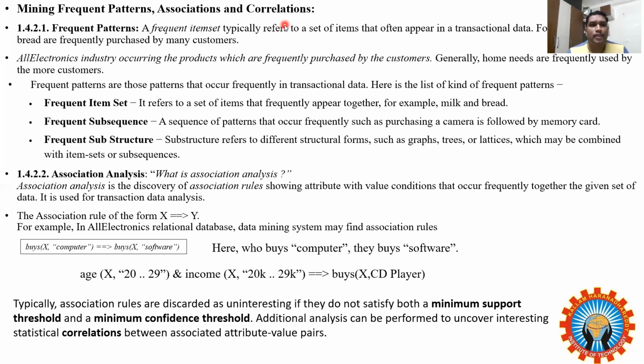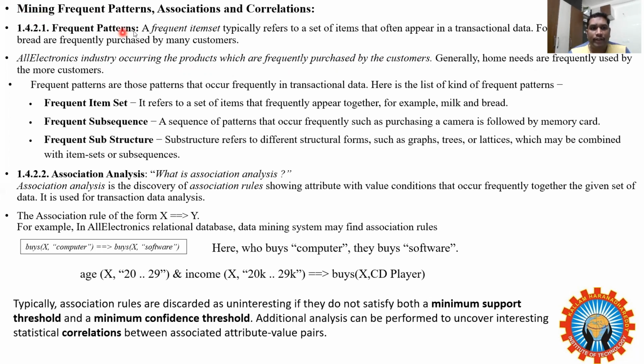Next topic is mining frequent patterns, mining frequent associations and mining correlations, and this is a predictive class. Okay, a frequent item set typically refers to a set of items that often appear in transactional data. I know you know about transactional data, that is nothing but day-to-day data. For example, milk and bread are frequently purchased by customers. Already this concept was discussed in previous classes. Based upon some feature, these two products are frequently bought by people. All electronics industry products are frequently purchased by customers. Generally, home units are frequently used by other customers.